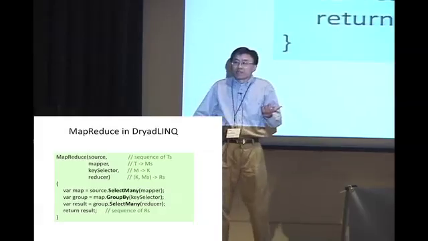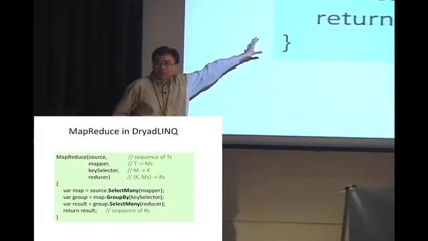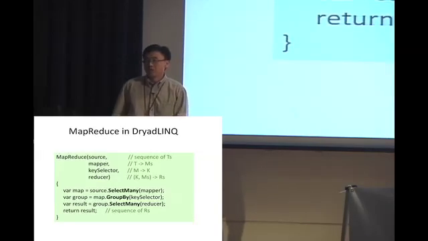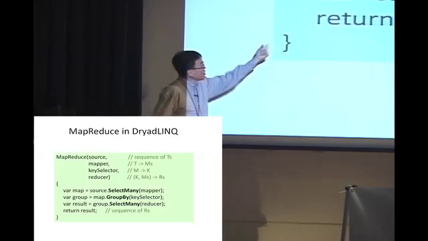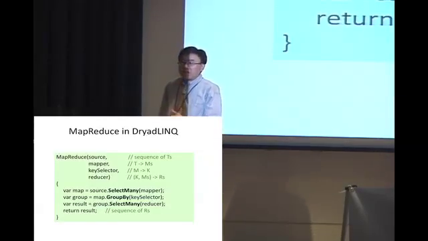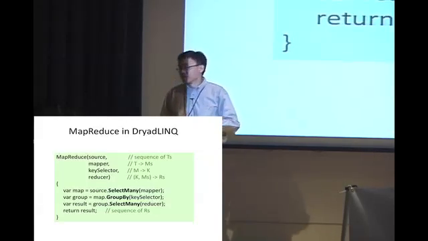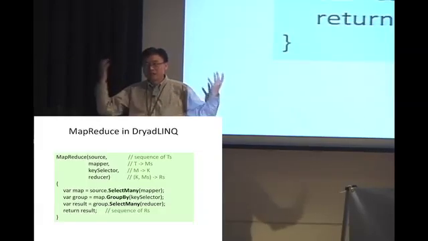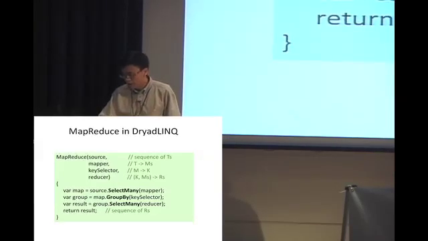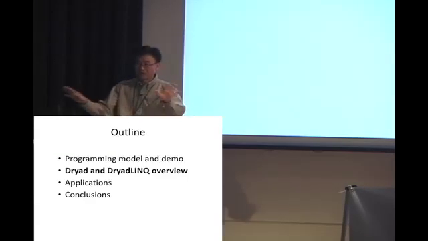And also, what is MapReduce in DryadLINQ? This is actually the function you define, the MapReduce you define in DryadLINQ. It's a select many, a group by, and a select many as a function. And you can use this function arbitrarily in your program, and it can be composed with some other queries, generating even very fancy computation. So enough about the programming model.